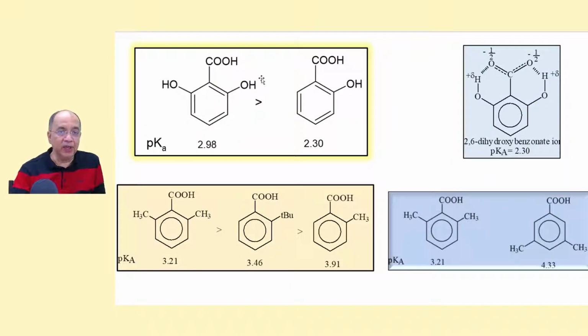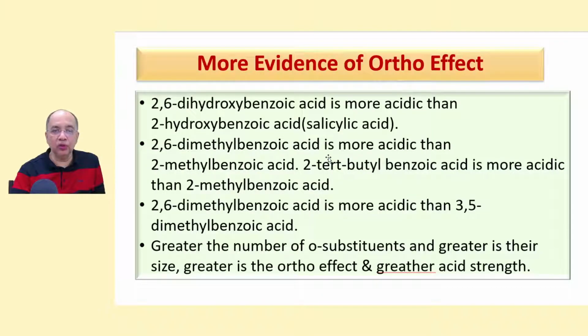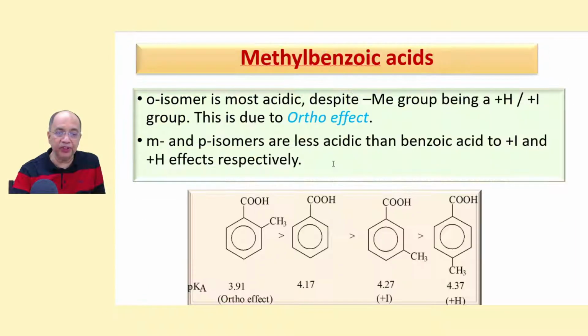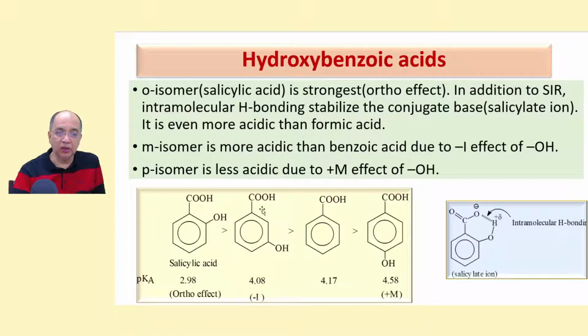If you take more number of ortho groups, you have taken salicylic acid, 1 OH in the ortho position, that was making it 2.3. But if it will be ortho hydroxy, let me tell you what value I have given here. Ortho 2.98.